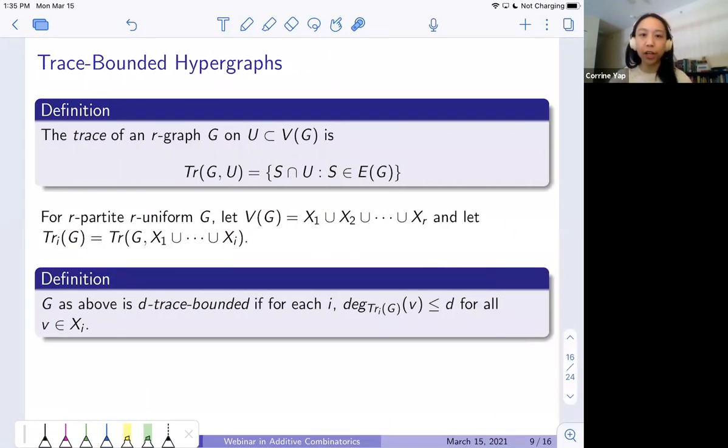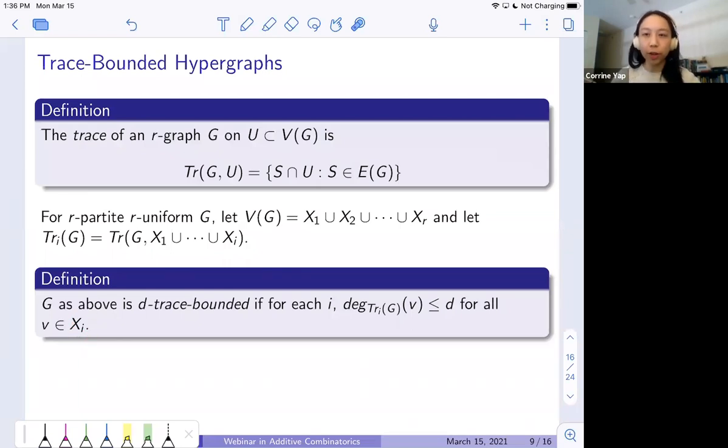And I'll use this notation since I'll mainly be dealing with R-partite graphs. So for an R-partite, R-uniform graph, R-partite meaning I have an edge of size R, one vertex in each part, I'll denote my set of vertices as X1 through XR, and I'll say that the ith trace is the trace on the first i parts of my graph. And then I can define this new term, D trace bounded, if I have this degree condition: the degrees in my ith trace are bounded for all vertices in my ith part.